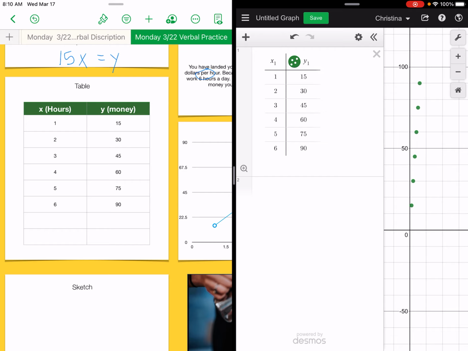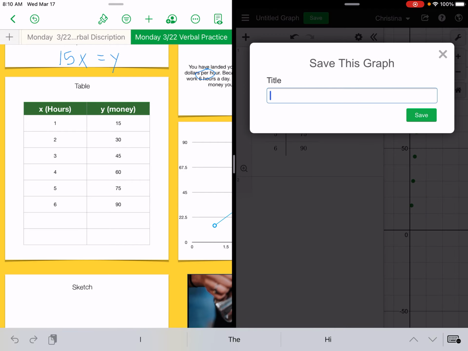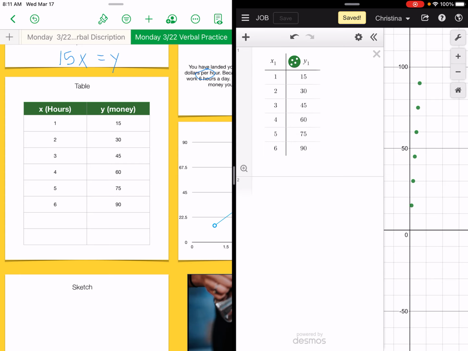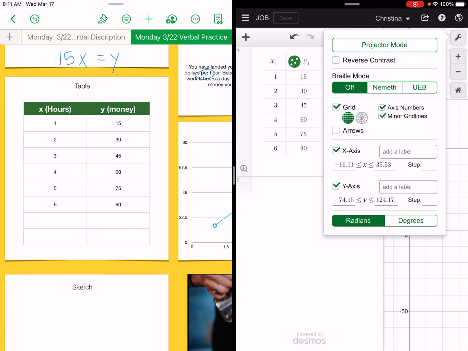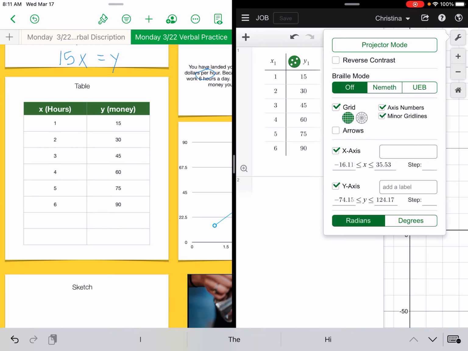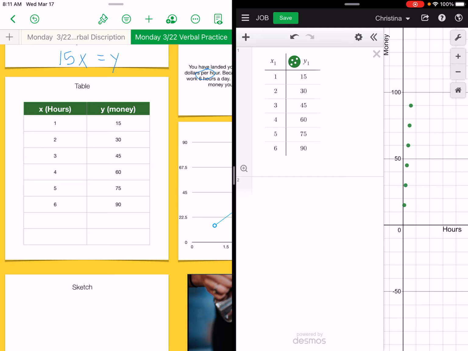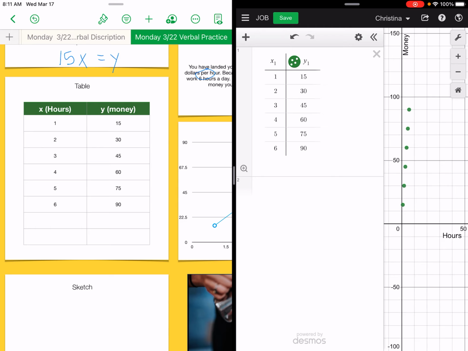So you'll have access to this. You can title your graph. We can call this job because it was their first job, right? Save. And then you can come up to the little wrench and it says x-axis is my hours and my y-axis is my money. And you have labeled your graph. There you have Desmos.